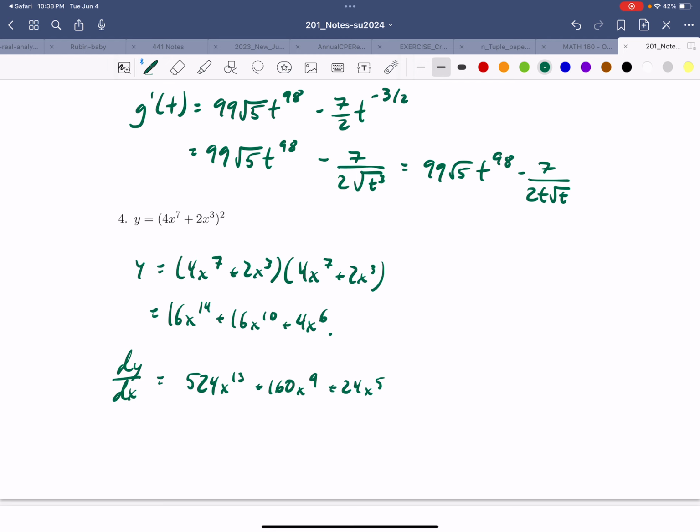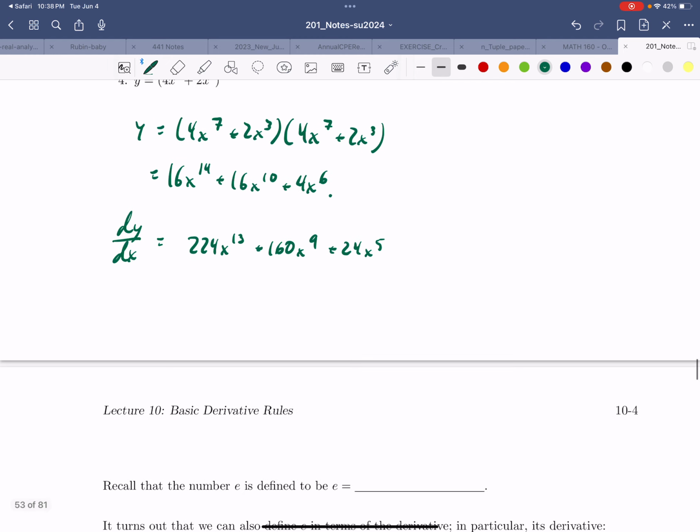Does that sound right? No, that doesn't sound right. Hold on a sec. Sorry, let me try that one more time. 5 times 14 is 70. So 16 times that, I think it's 224. 224x to the 13th. Okay.